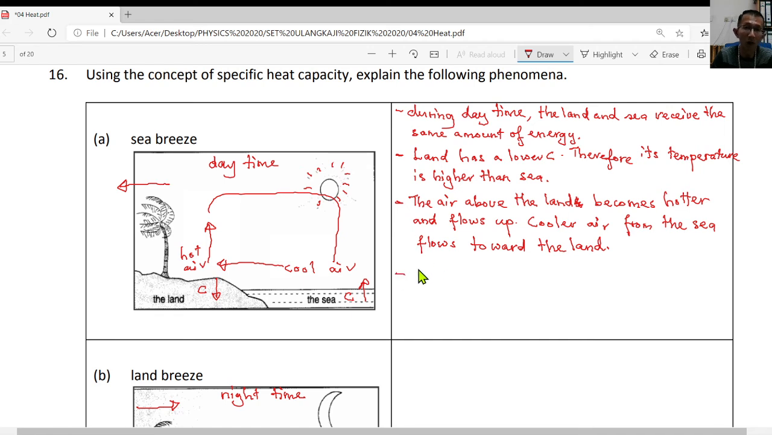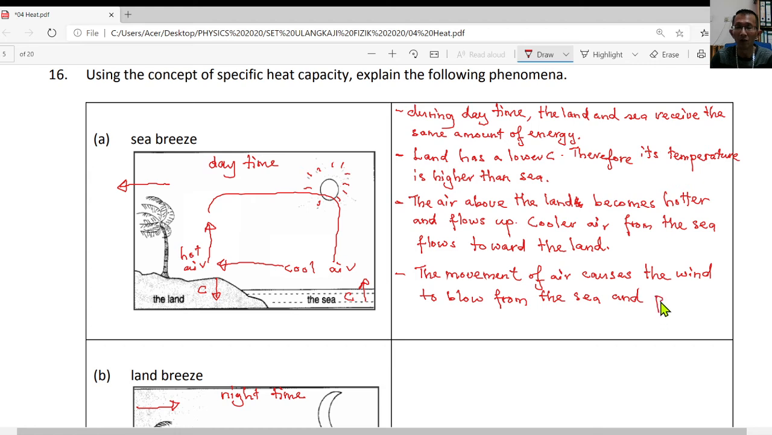Okay, point number four, the movement of air causes the wind to blow from the sea, and produces sea breeze.